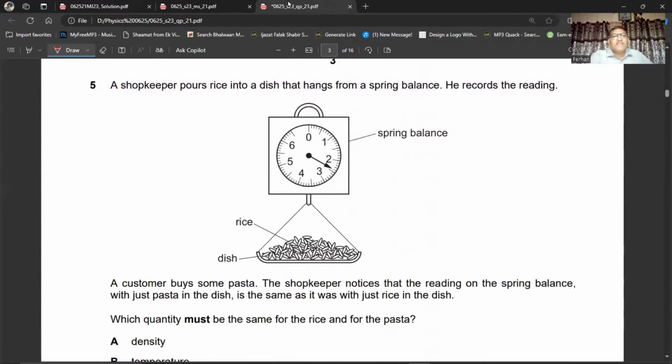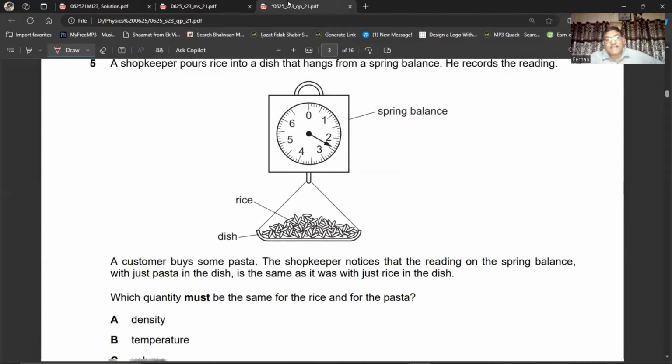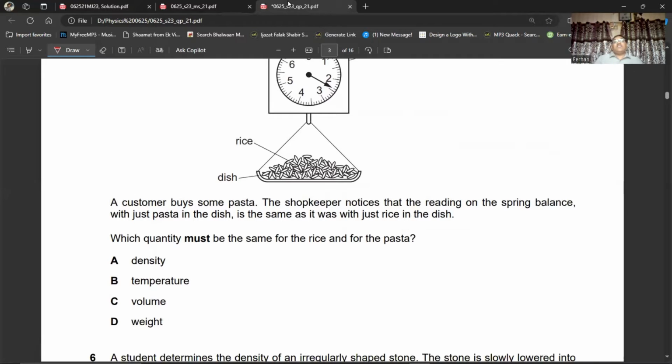So we are on question number 5. He says, a shopkeeper pours rice into a dish that hangs from a spring balance. He records the reading. A customer buys some pasta. The shopkeeper notices that the reading on the spring balance with just pasta in the dish is the same as it was with just rice in the dish. Which quantity must be the same for the rice and for the pasta? The options here are density, no; temperature, no; volume, no.